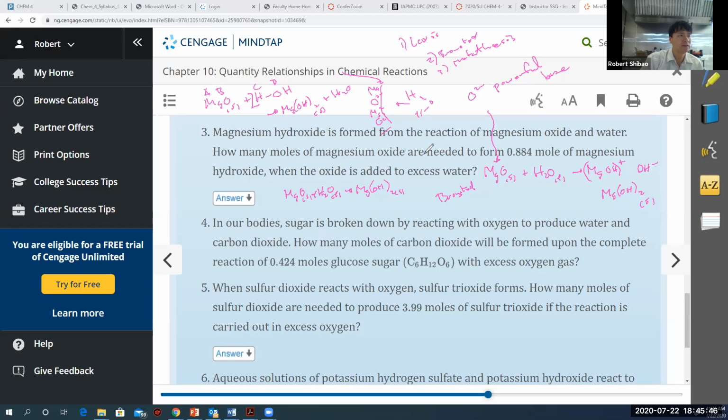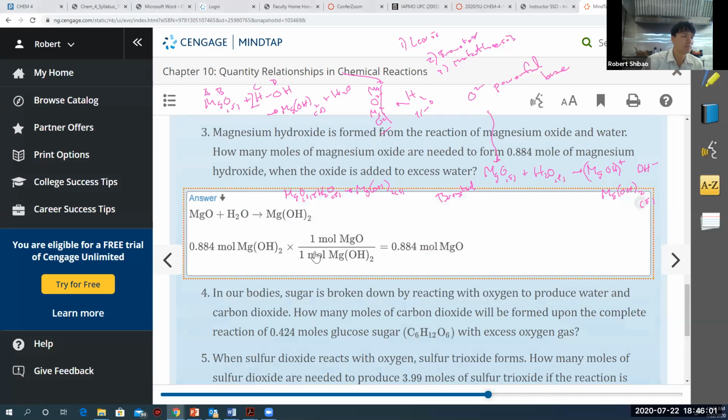How many moles of magnesium oxide are needed to form 0.884 moles of magnesium hydroxide? So magnesium oxide and magnesium hydroxide are 1 to 1. So it's the same. Let's take a look. It's a 1 to 1 mole ratio. So it's the same. We have to get the balanced chemical equation.